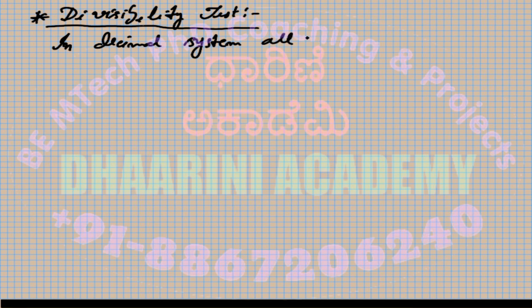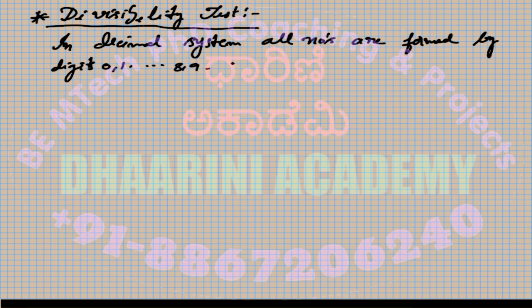all the numbers are formed simply by using the digits 0, 1, 2, 3 up to 9, 0 to 9. Now let us consider the highest number we might consider, say a 5-digit number. Let's consider a 5-digit number.